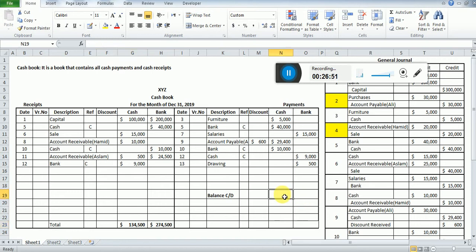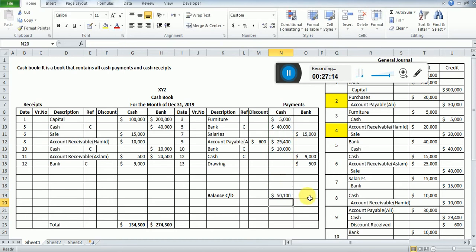So I'm using the Excel function: equal sign, and click this value. It means from this value minus what? The sum of all these values, meaning the total of all these values. Okay, and press enter. Once again, G23, this is our total of cash. From this total, we are subtracting all these values in the range.